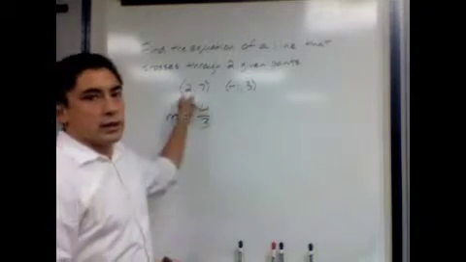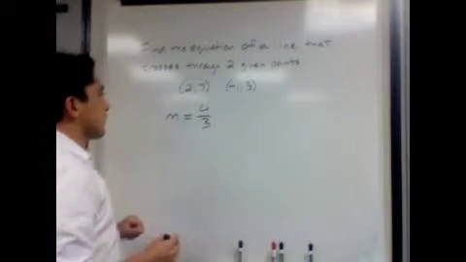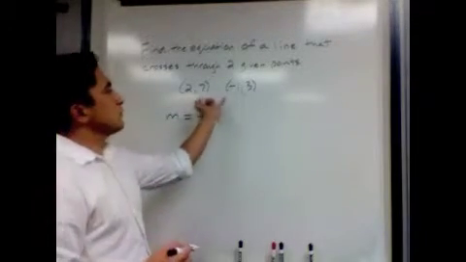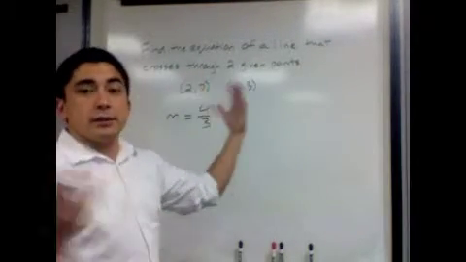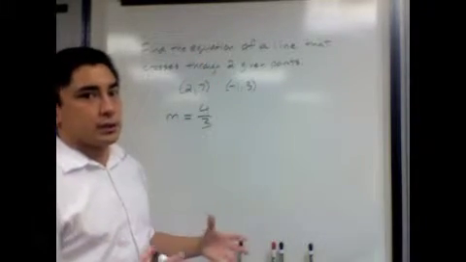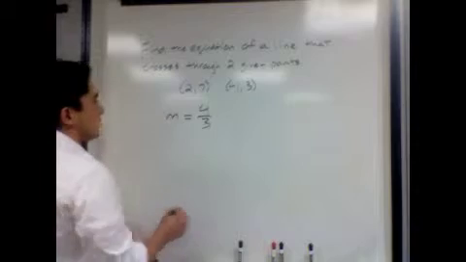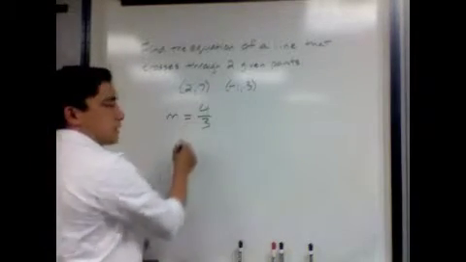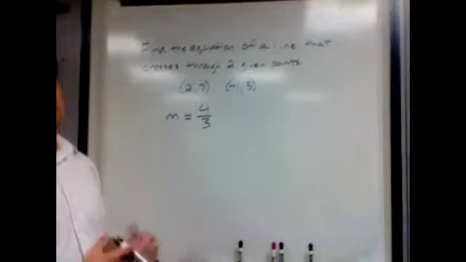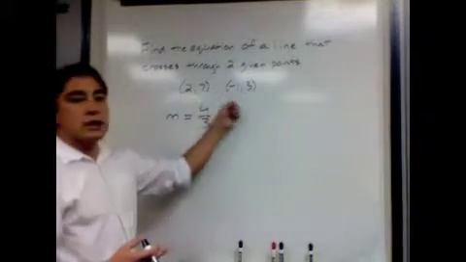y2 minus y1 over x2 minus x1. Now what we can do is we have a slope and we have 2 points. We need to eventually put it into the equation of a line. We need to eventually put it into slope-intercept. But if we have a point, we have a slope, we can put it into point-slope. Does it matter which one you choose? No. Just choose one set.